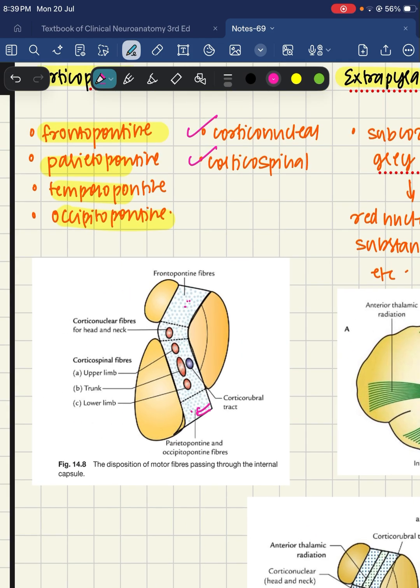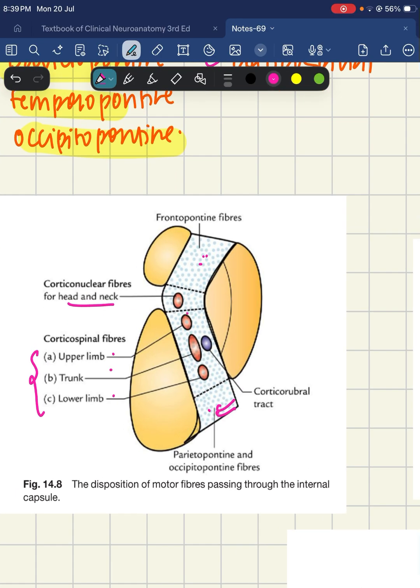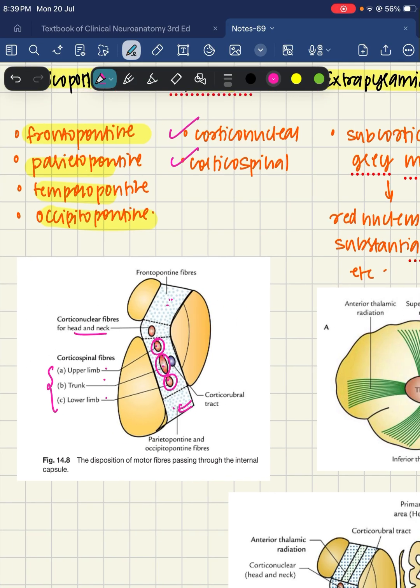I'll open this diagram over here. The corticonuclear fibers innervate the head and neck, and the corticospinal will innervate the rest of the parts: the upper limb, trunk and the lower limb. You can see the upper limb, trunk and the lower limb are in the same order as the diagram: this part for the upper limb, this part for the trunk, and this part for the lower limb. These fibers are basically motor fibers. They'll supply the structures in whichever region they are supplying, and help in the movement of that region.